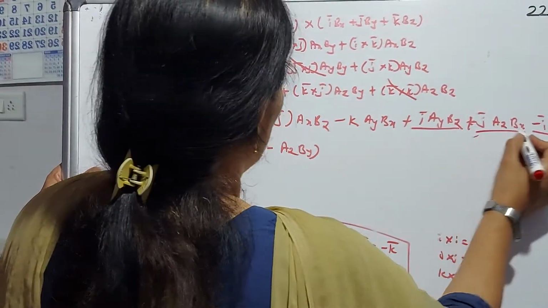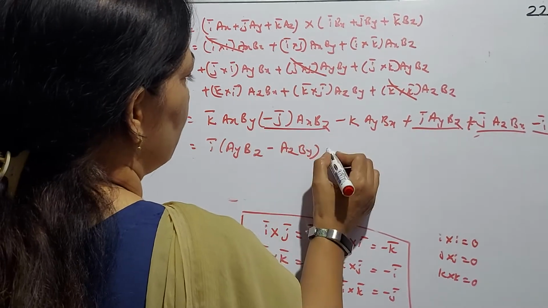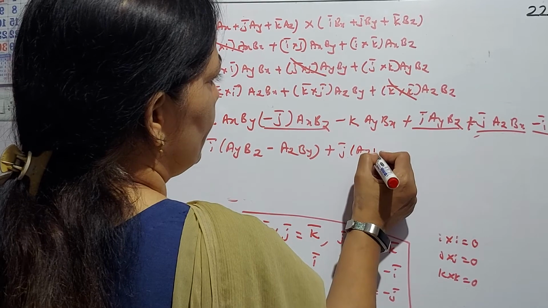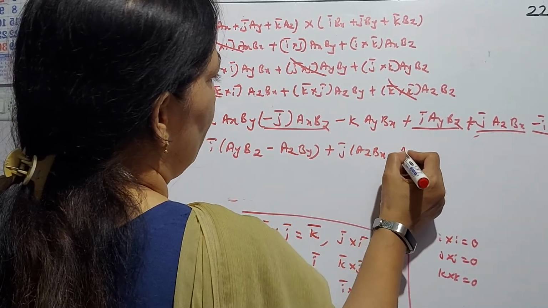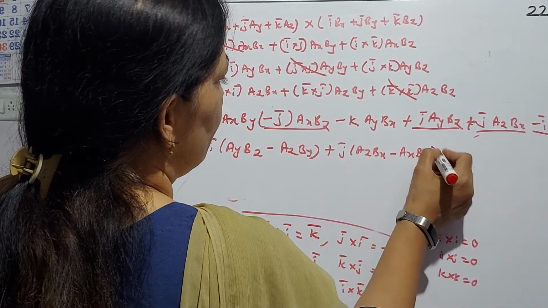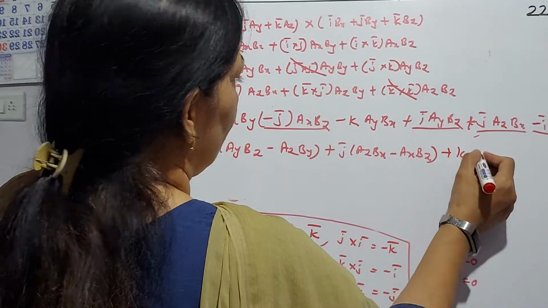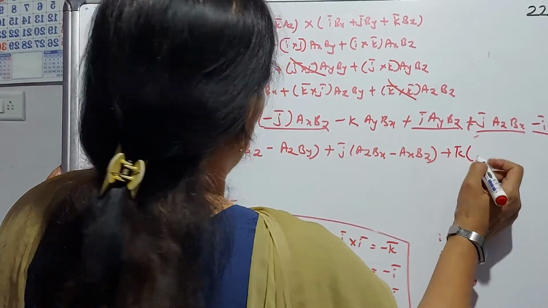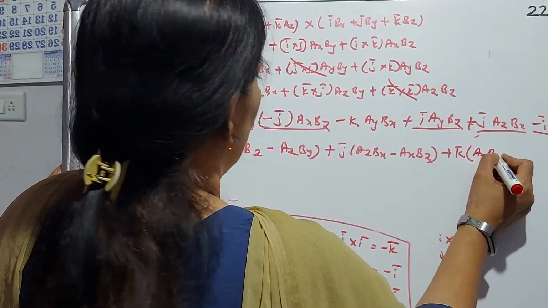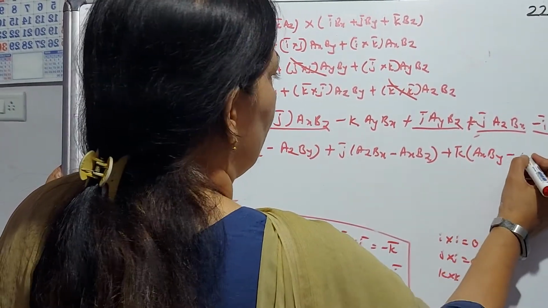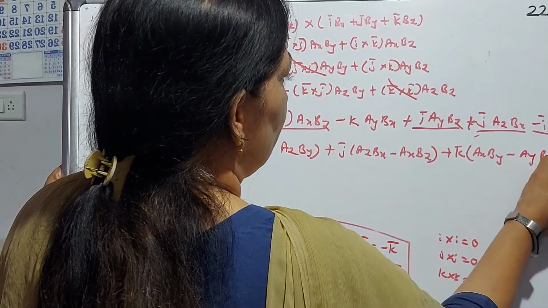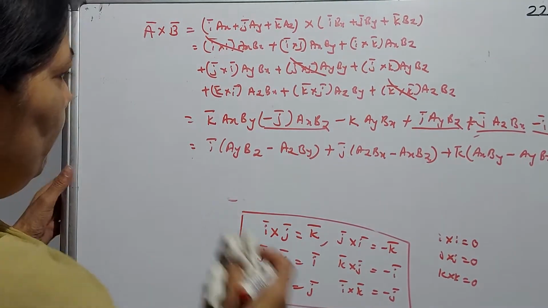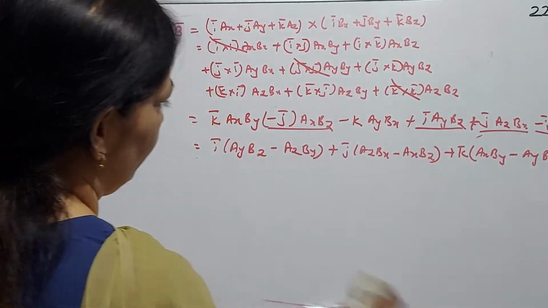Now for J, I have one term here and the other term here. So I'll write plus J (AZ BX minus AX BZ). Correct? Plus K, I'll write the plus K first: plus K inside the bracket (AX BY minus AY BX). Correct? So I use this to get all these terms ready.